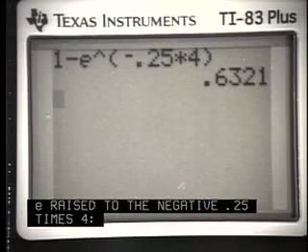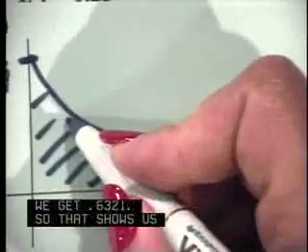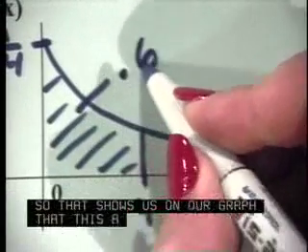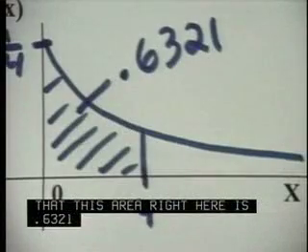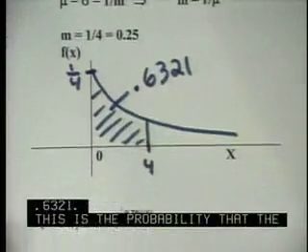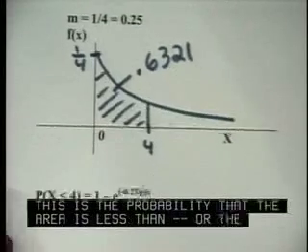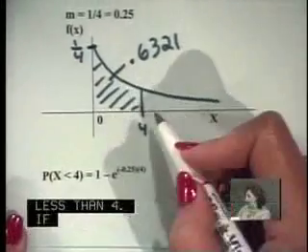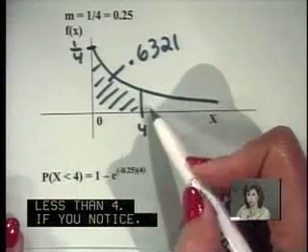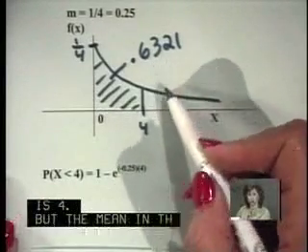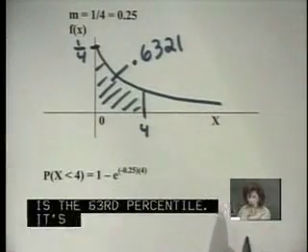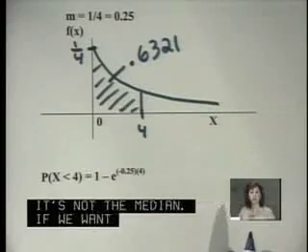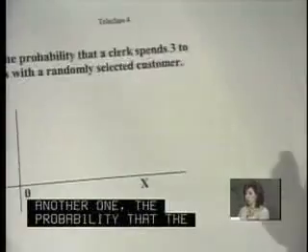And we get 0.6321. So that shows us on our graph that this area right here is 0.6321. This is the probability that the x is less than 4. If you notice, the mean is 4, but the mean in this case is the 63rd percentile. It's not the median. All right, if we wanted to find another one, the probability that the clerk spends 3 to 4 minutes with a customer.